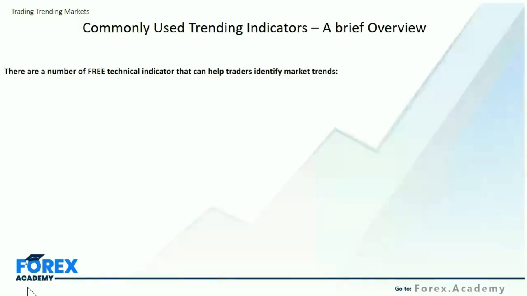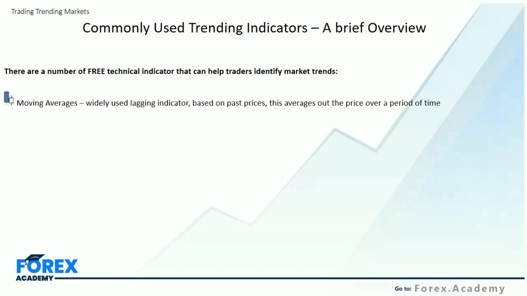Now, there is a fairly large number of free technical indicators that can help traders identify market trends. I'd just like to very briefly look at each of them in turn. The first one is a very common indicator. It's used by an awful lot of traders, and it's a moving average. It's widely used as a lagging indicator, meaning that I'm going to take a chart very shortly and apply a moving average to it, meaning that it's always behind the current price. It is based on past prices, not on future prices or any projections going into the future. This averages out the price over a particular period of time.